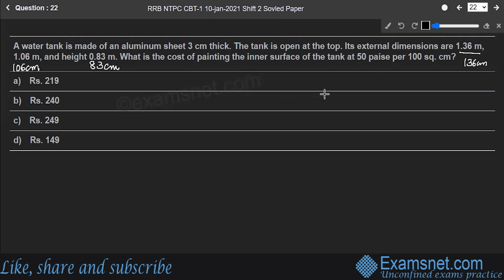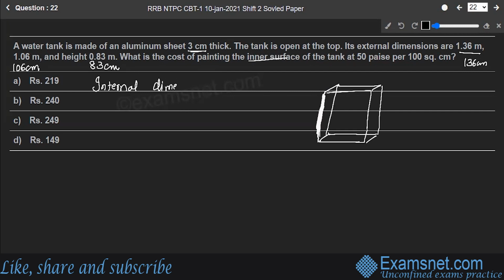First thing is, if this is the tank, let this be the tank. Maybe my drawing is not so good. But anyways, all right. So now the tank is a bit thick, the aluminium on every side. It's thick, and the thickness of the sheet is 3 centimeter. So according to this, these are the external dimensions. What will be the internal dimensions? Because we have to paint the inner surface, we have to find out the inner dimensions of that tank.